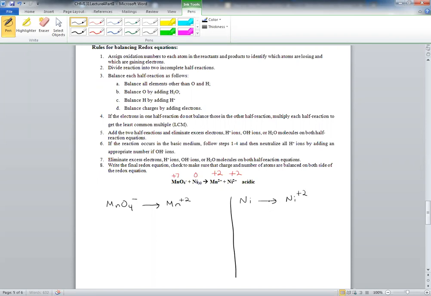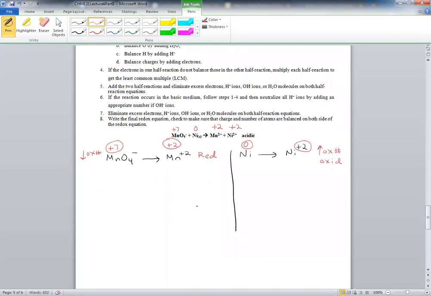Now, we said that this went from a +7 to a +2. Do you know what that is? What happens when the oxidation number goes down? So that would be reduction. And of course, we went from 0 to a +2. So the oxidation number went up. So that would be oxidation.